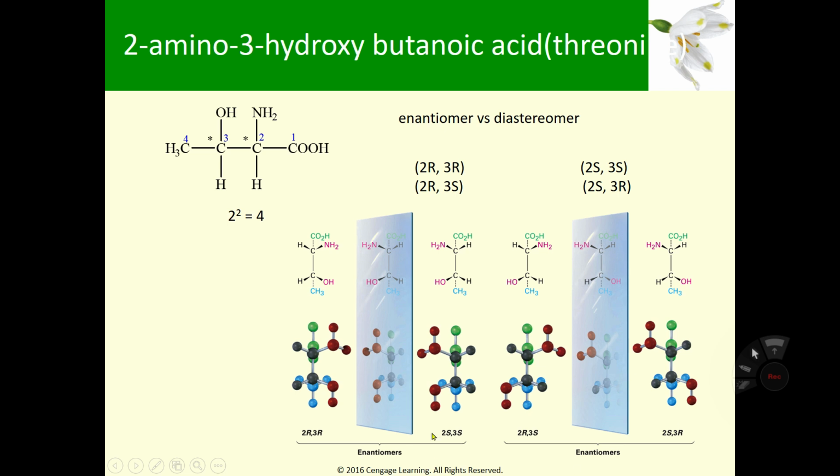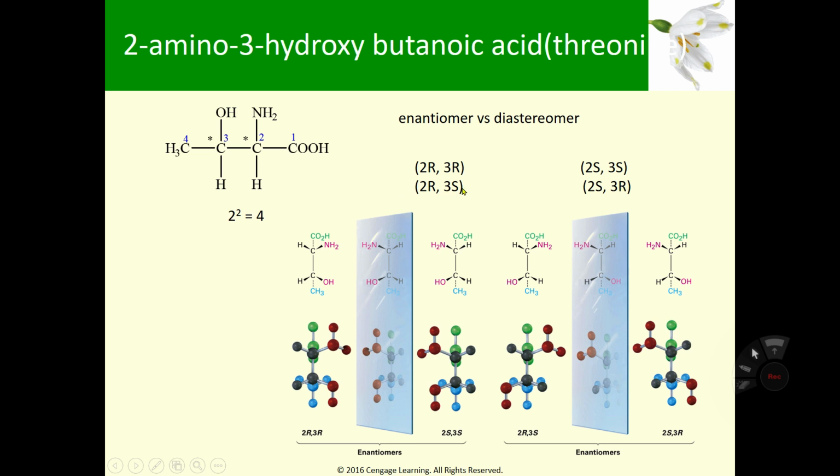However, what's the relationship between 2S 3S and 2R 3S? They are not in a mirror image relationship. If 2 isomers are in a mirror image relationship, we call them enantiomers. Therefore, 2R 3R and 2S 3S are in a mirror image relationship, and we can say the relationship between these 2 isomers is enantiomer. And 2R 3S will be the mirror image of 2S 3R.